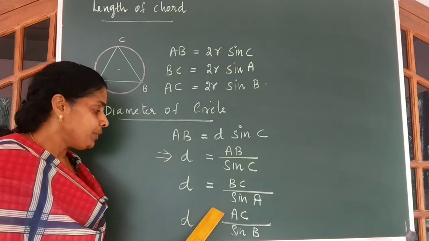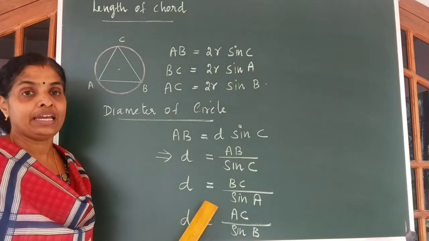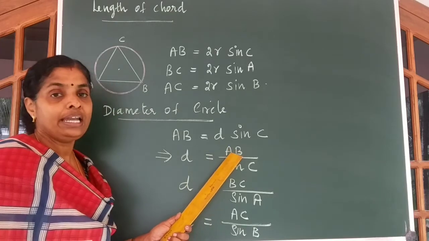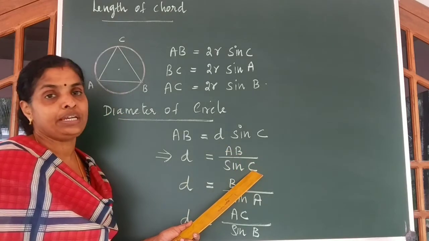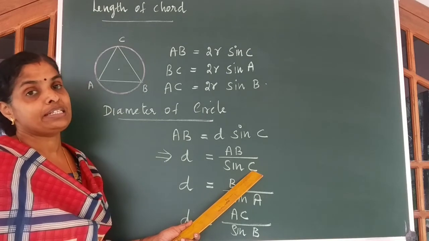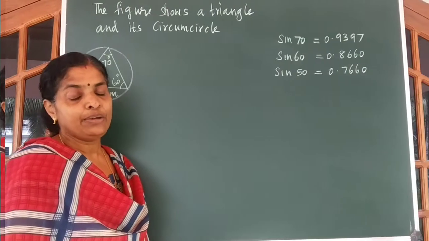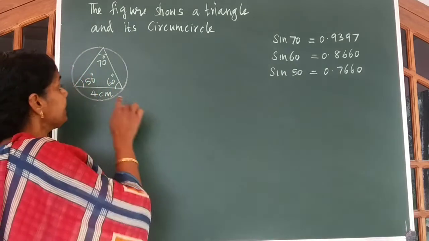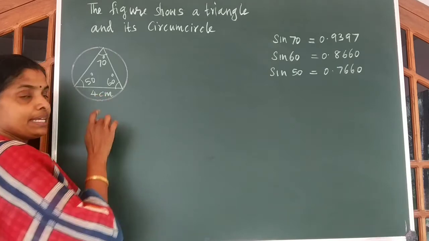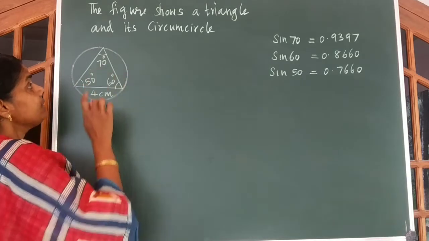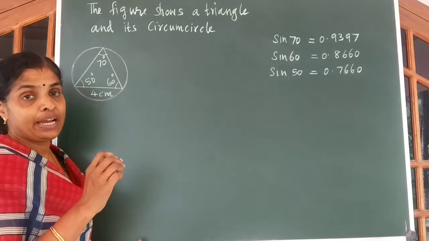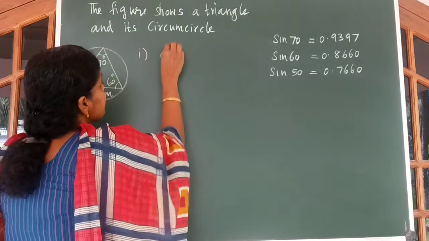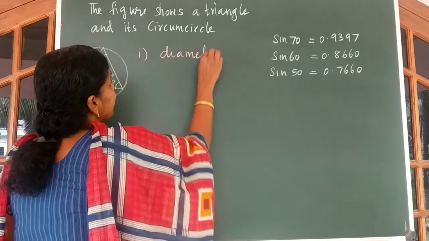Now using these formulas we can find the diameter of a circle if the length of a chord and the angle opposite to it are given. Let us look at a problem. Look at one more question in the same exercise. Here you are given a figure. The length of the chord is 4 cm. Three angles are given. We are asked to find the diameter of the circle. The first part of the question is to find the diameter.